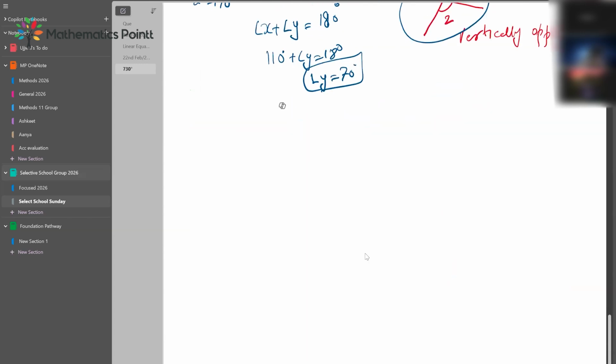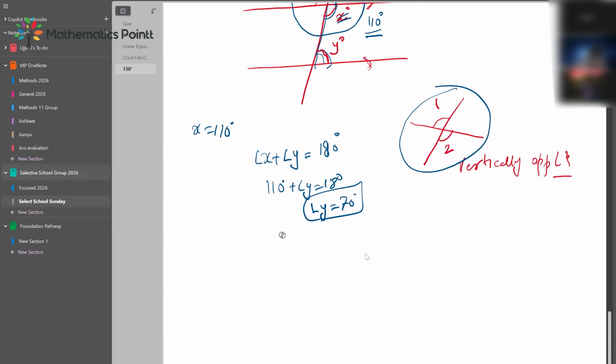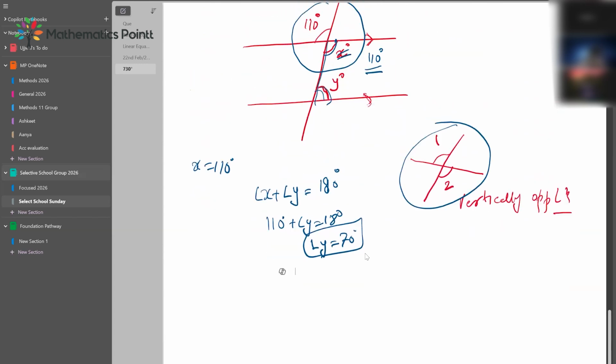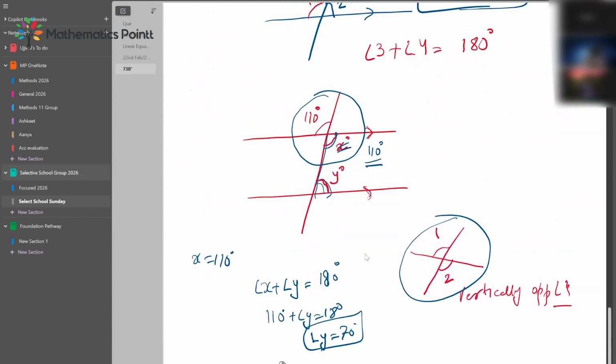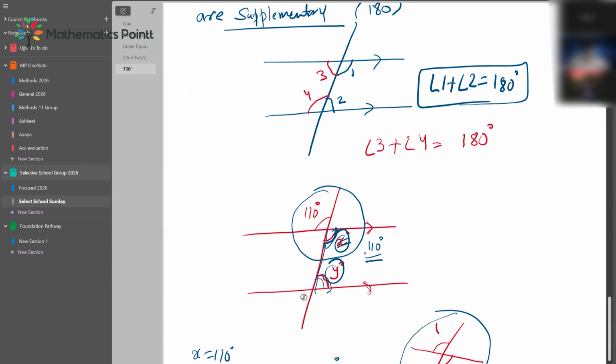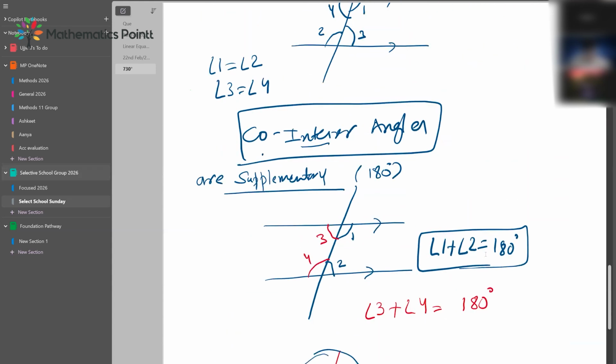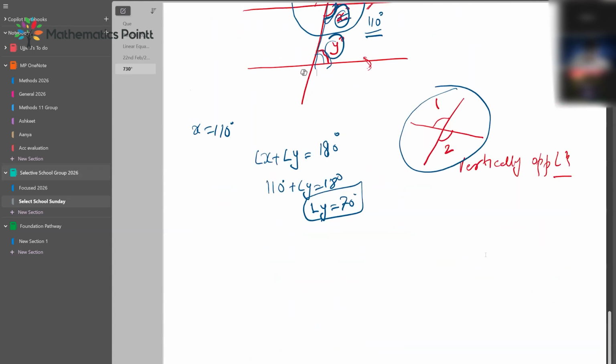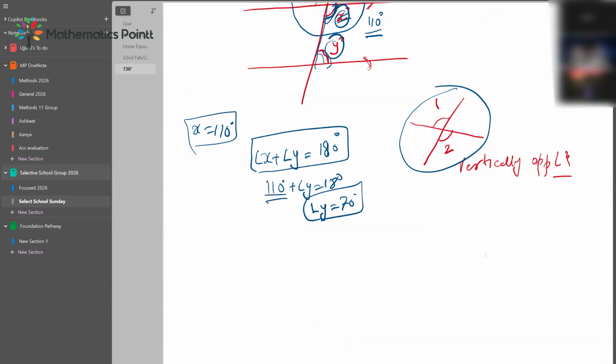Okay, let's do it now. How do you find y? Come on. I just told you that they are co-interior. X and y are co-interior. And I gave you a theorem here. Co-interior angles are supplementary. They add up to 180. So x plus y is 180, and we just found x to be 110. So 180 take away 110 is 70. Finish. All right, let's go to the next question.